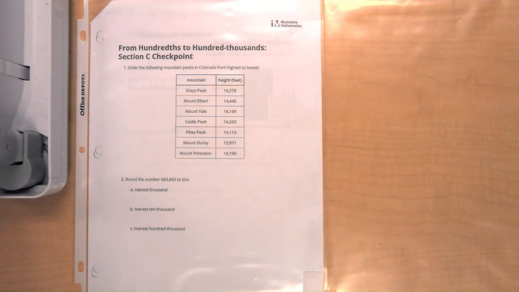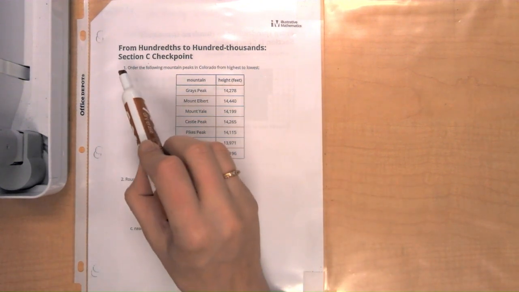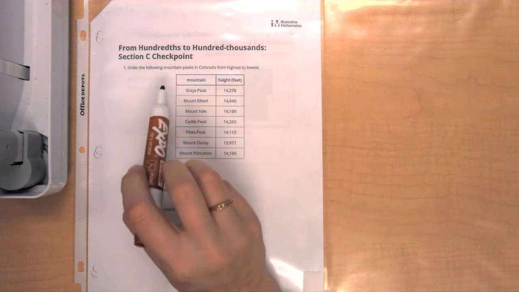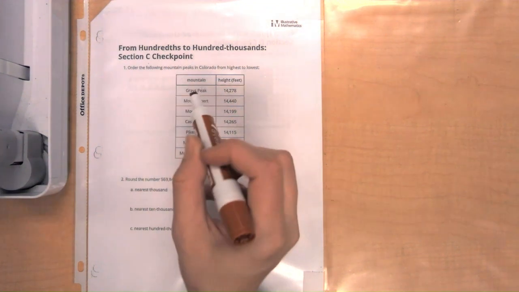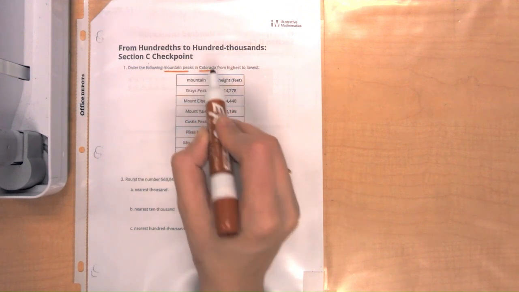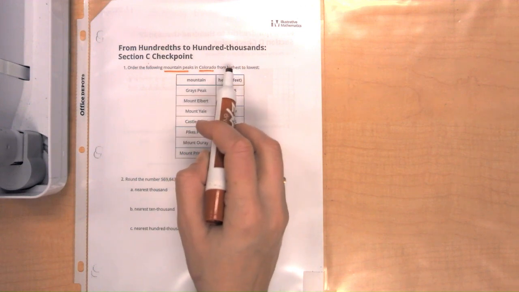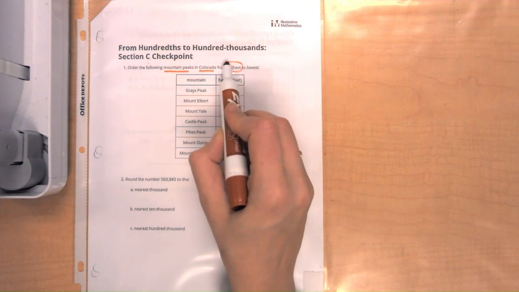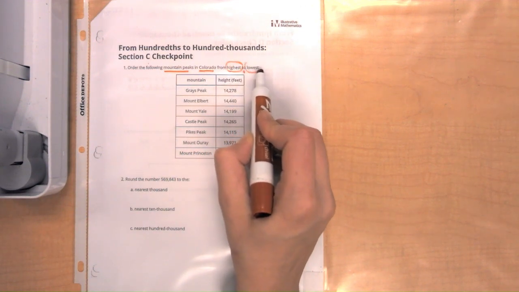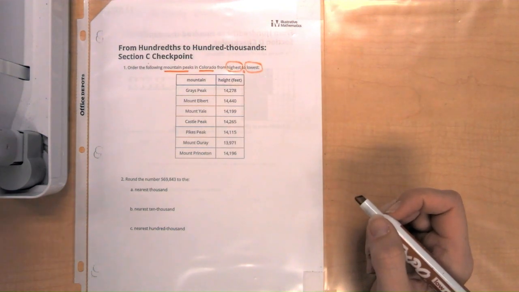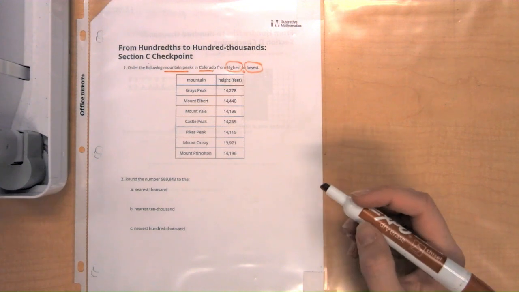All right, here we are for section C. I've been saying this throughout this whole video. Read all of the directions. Order the following mountain peaks in Colorado from highest to lowest. Listen, if you don't know these words, mountain peaks, or this word, Colorado, order the following things in this place from highest to lowest. That is what's important. So that means we're going to start with the largest number we can find.